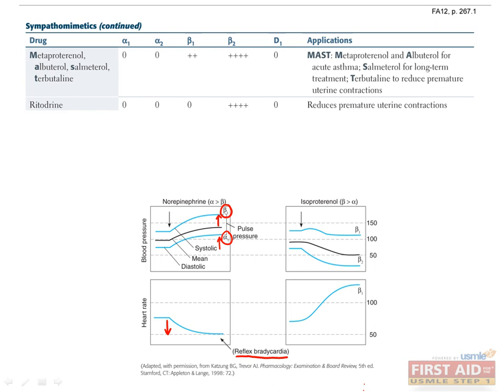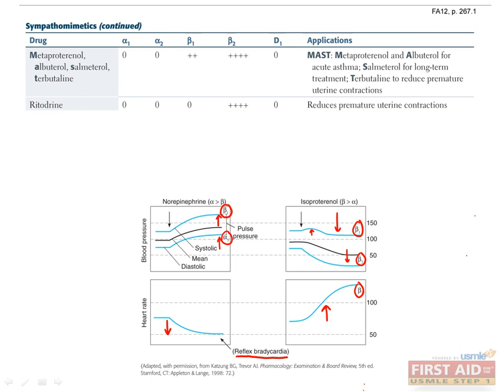Now consider isoproterenol, an isolated beta agonist. The beta-2 effect lowers the blood pressure, with the decrease in diastolic greater than the decrease in systolic. The beta-1 effect increases heart rate and temporarily increases systolic blood pressure. However, increased heart rate reduces ejection volume, and therefore the steady-state systolic blood pressure will be slightly lower than it was prior to administration of isoproterenol.